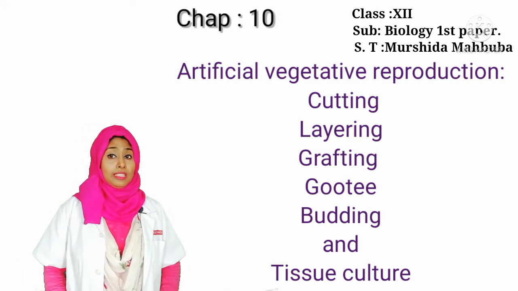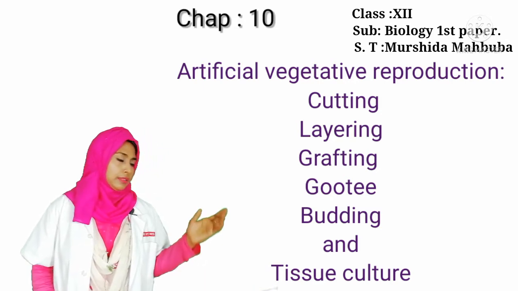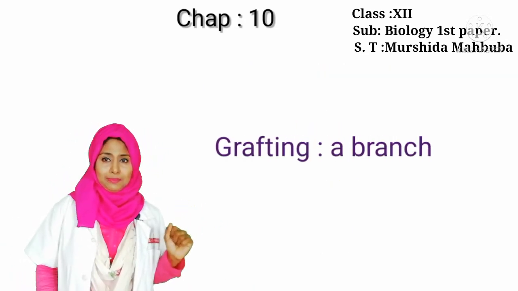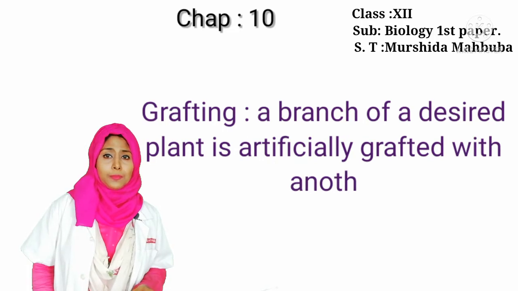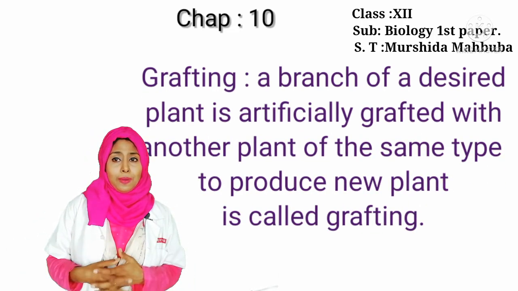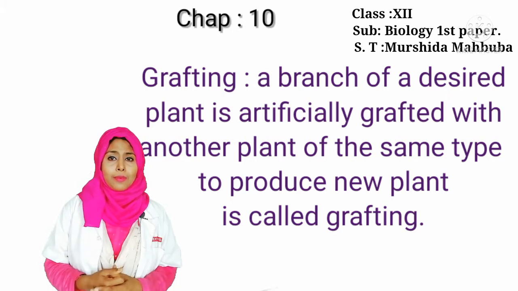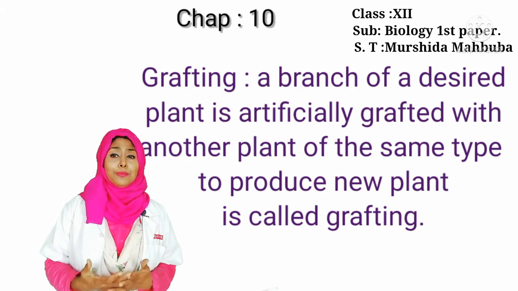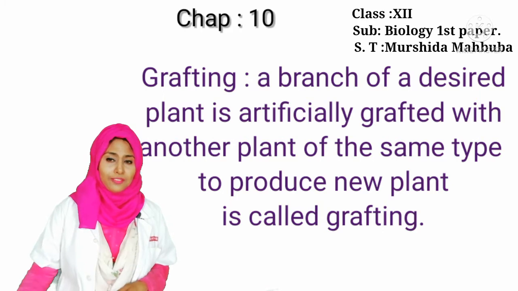There are some knowledge-based questions also. Suppose, what is grafting? A branch of a desired plant is artificially grafted with another plant of the same type to produce a new plant. This is called grafting.